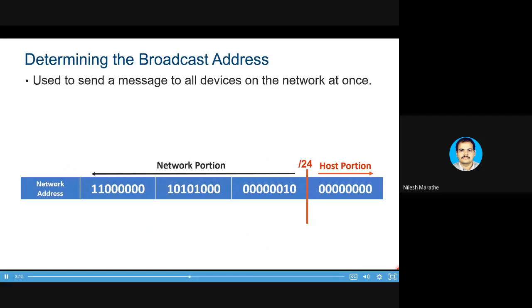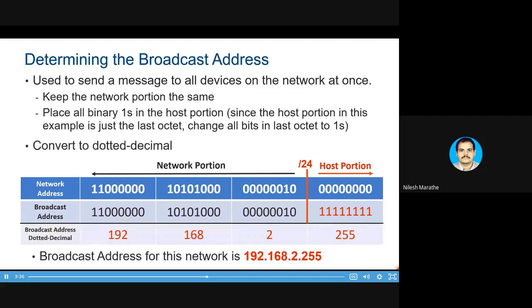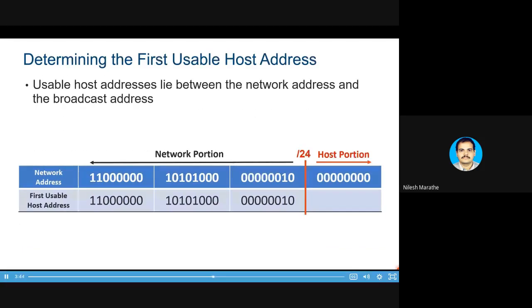Now let's determine the broadcast address for this network, which is used to send a message to all devices on the network at once. Whereas the network address had all binary zeros in the host portion, the broadcast address will have all binary ones. Since the host portion in this example is just the last octet, to determine the broadcast address, we keep the network portion the same and change the host portion to all binary ones. This results in a broadcast address of 192.168.2.255.